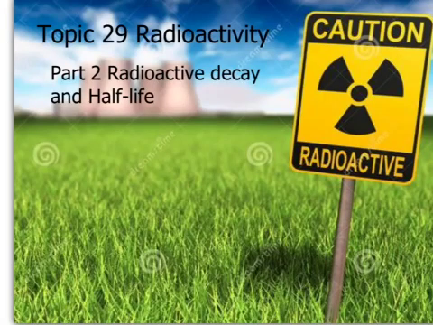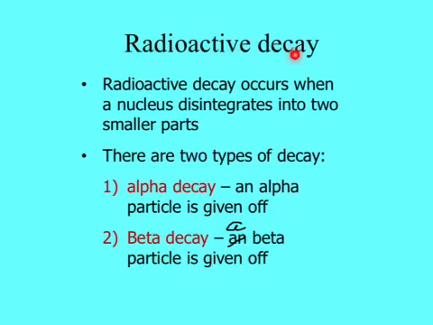Topic 29. Radioactivity. Part 2. Radioactive decay and half-life. Radioactive decay occurs when a nucleus disintegrates or splits into two smaller parts. There are two types of decay.